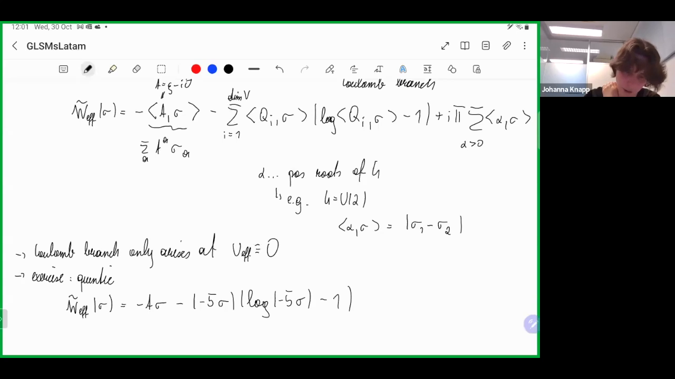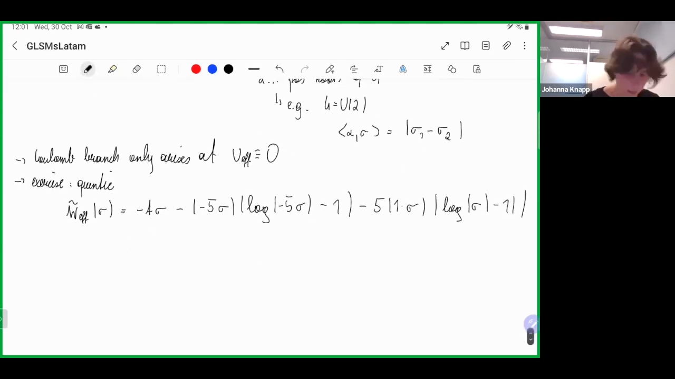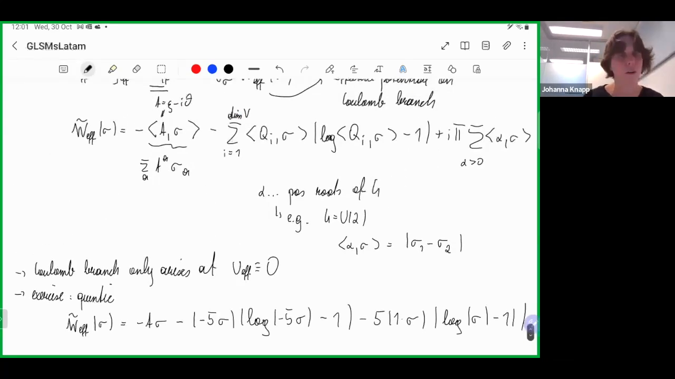And then we have 5 X fields, which each have the same contribution because they have the same charge. So we'll have minus 5 times, from the multiplicity of having 5 X fields, they all have charge 1, so it's 1 times sigma, and then log sigma minus 1. And that's it. U1 is one-dimensional. It doesn't have any roots, so we can forget about this I pi term.